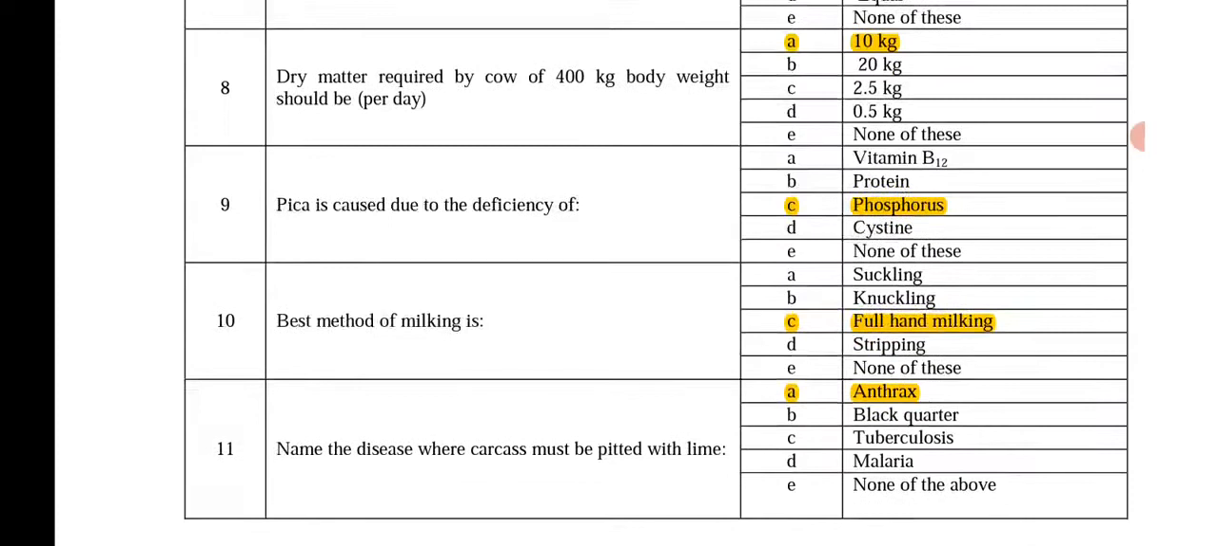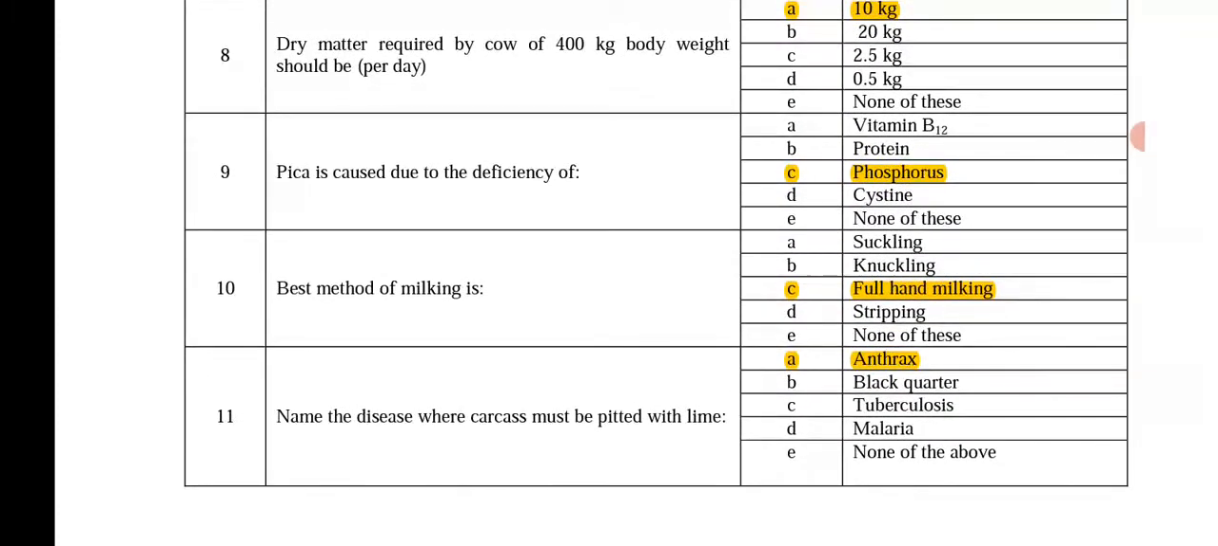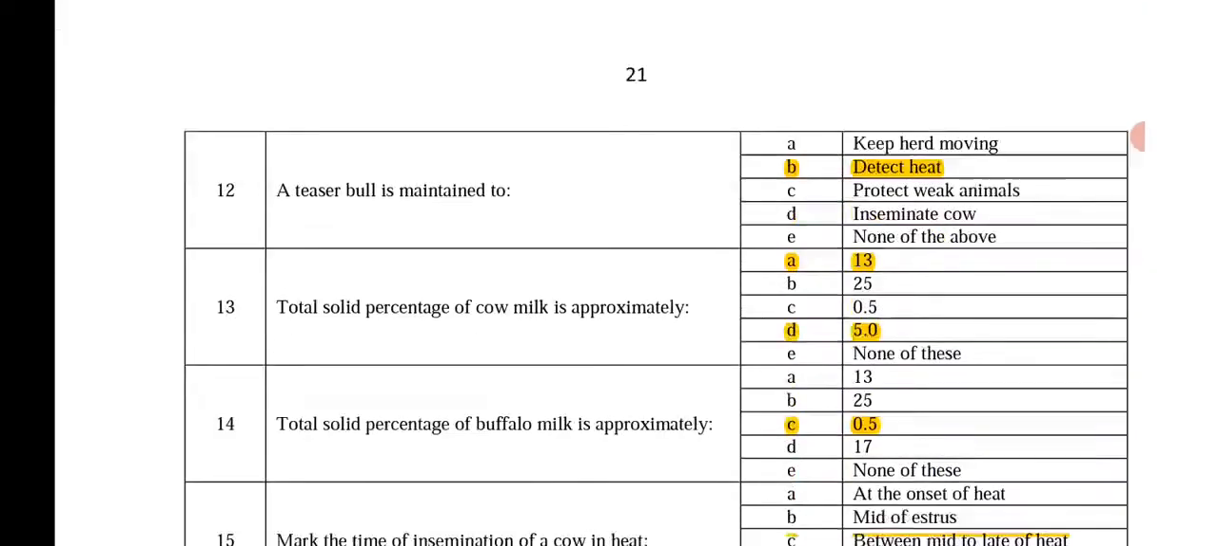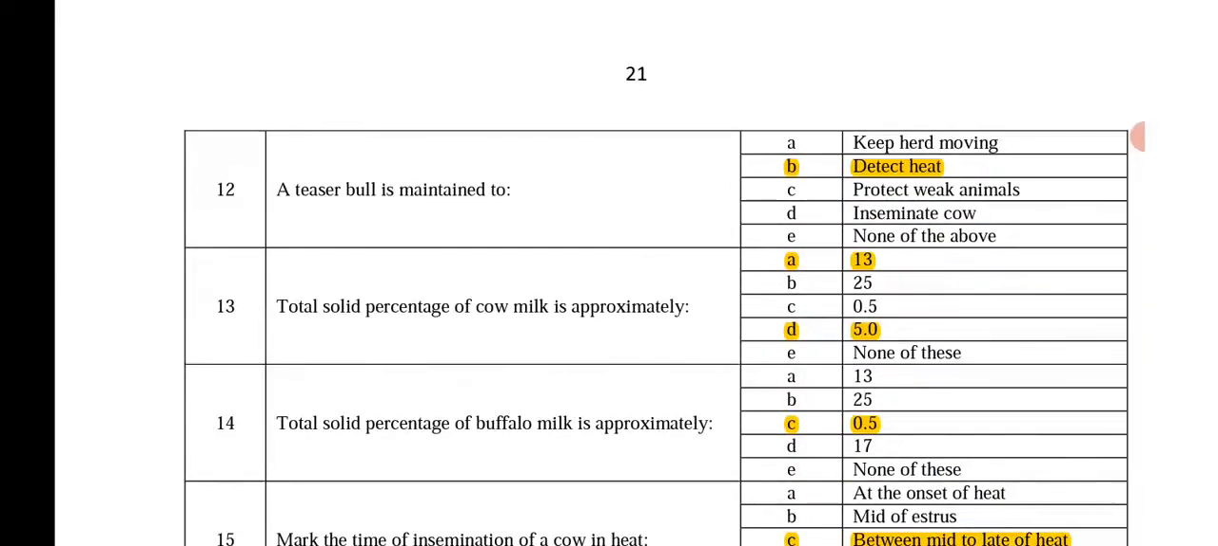Pica is caused due to deficiency of phosphorus. Best method of milking is full hand milking. Name the disease where carcass must be pitted with lime. Anthrax. A teaser bull is maintained to detect heat.